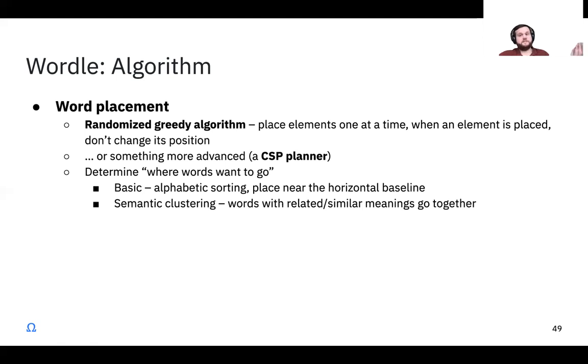So when we place a certain word and we find another that is related to it, then we are going to attempt at placing it in the same location. So this is up to you. This is an extra thing to take into consideration before we start running our randomized greedy algorithm or our CSP planner. Because those would be, for example, for the CSP planners, additional constraints.